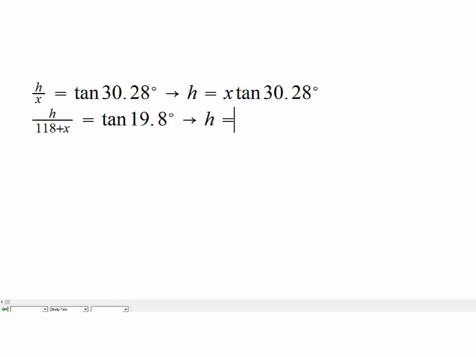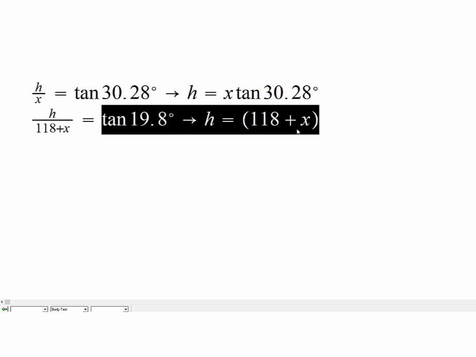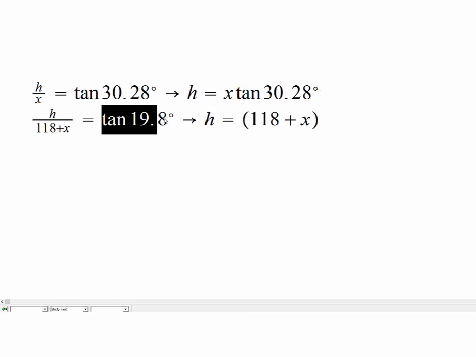And here when we multiply by 118 plus x, this will become 118 plus x times tangent of 19.8 degrees.